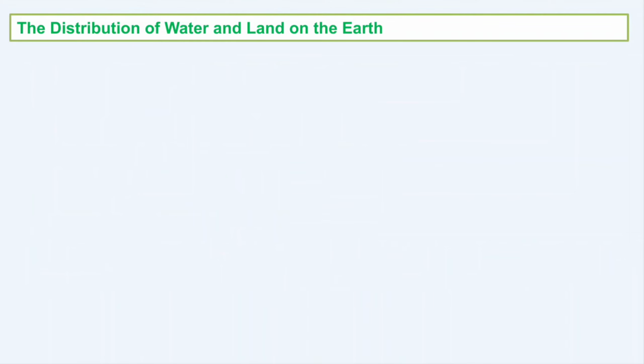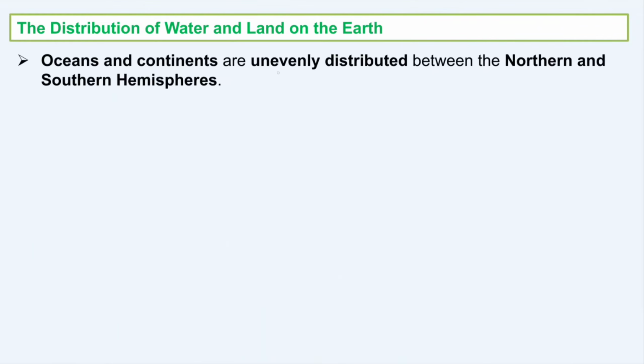So let us learn about the distribution of land and water on the earth. Oceans and continents are unevenly distributed between the northern hemisphere and southern hemisphere.